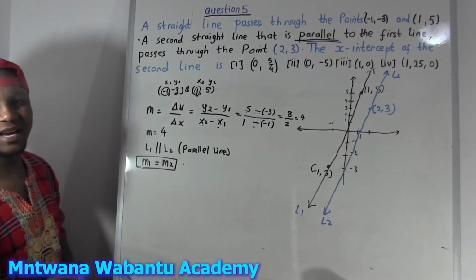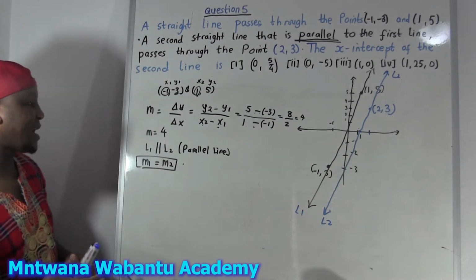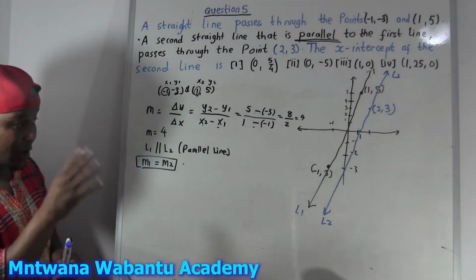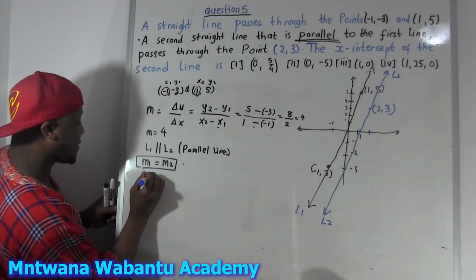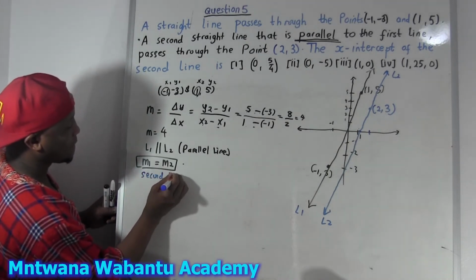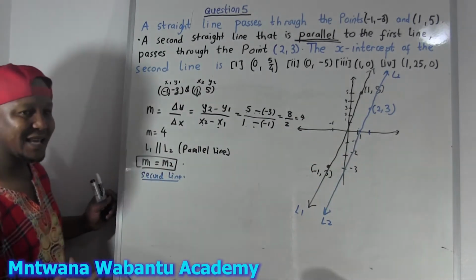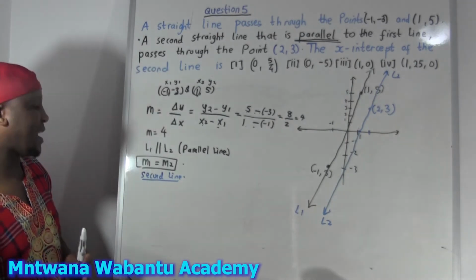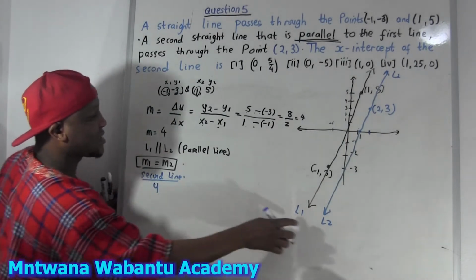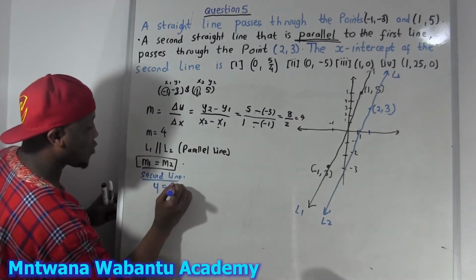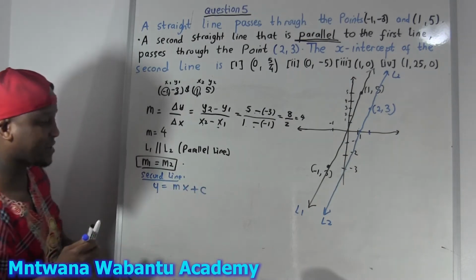So now let me deal with the second line, because that's what I'm looking for. That's what I'm heading for. So for the second line, we want to get this x coordinate. First and foremost, get the equation of the second line. We know this is a straight line and we don't know it, so let's write the equation of a line, which is y equals mx plus c.